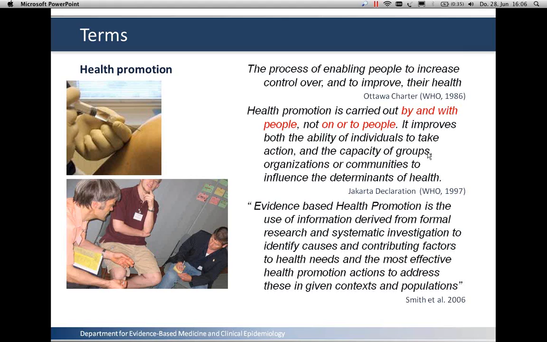This makes clear that the intervention can hardly be separated from the context in which it takes place, and that the intervention is carried out by people and with people, and not only on or to people. The third definition, I won't go into detail here, is about evidence-based health promotion. The question I ask about the role of RCT in health promotion evaluation is about how we can get evidence-based information about the question of whether programs work in health promotion.